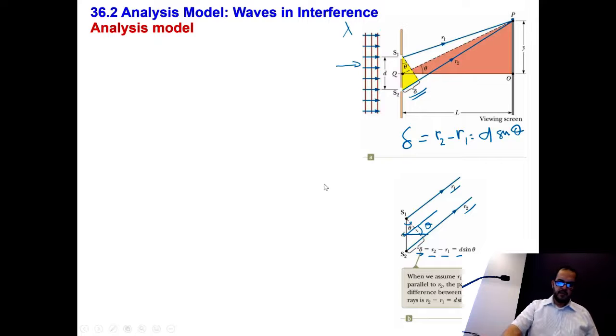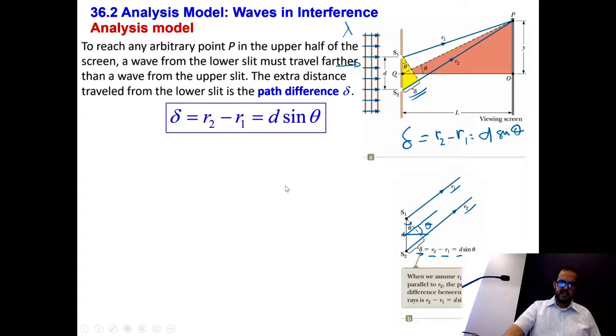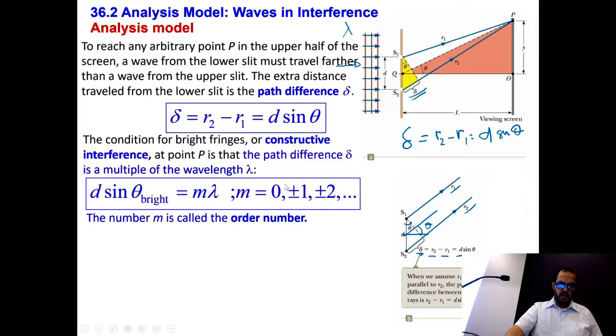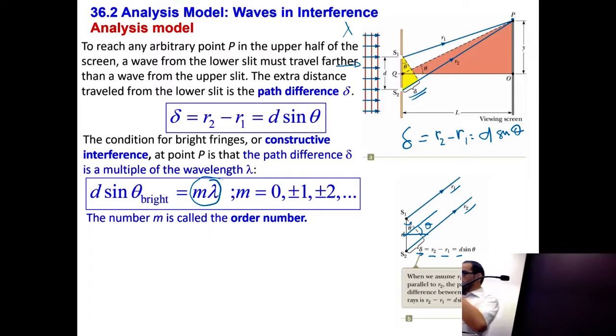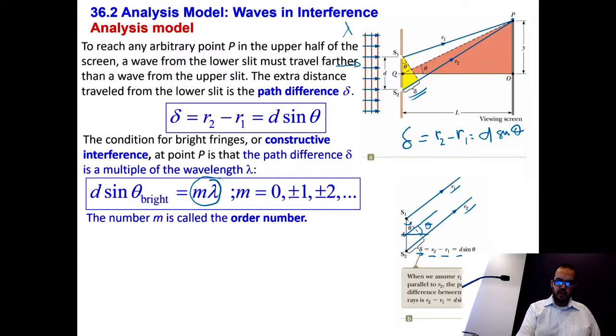Okay, so what is the condition for having a maximum? In order to have a maximum, the path difference delta, which is d sine theta, has to be equal to have a constructive interference. d sine theta, which is the path difference, has to be a multiple of the wavelength, m lambda, where m is going to be 0, plus or minus 1, plus or minus 2, and so on.